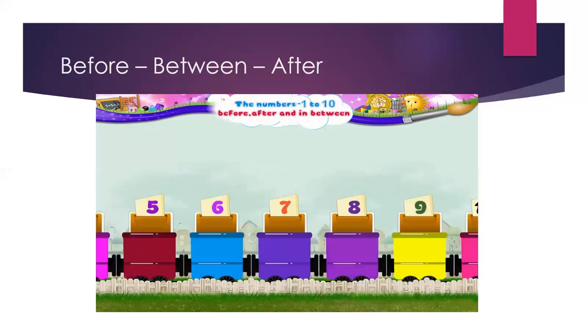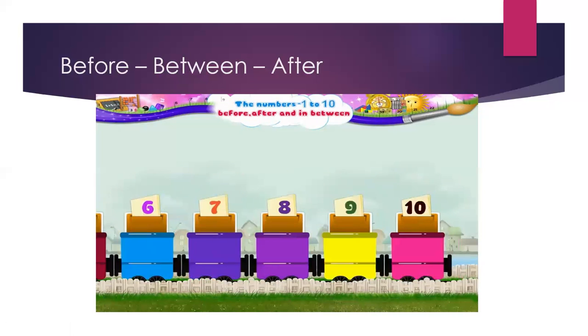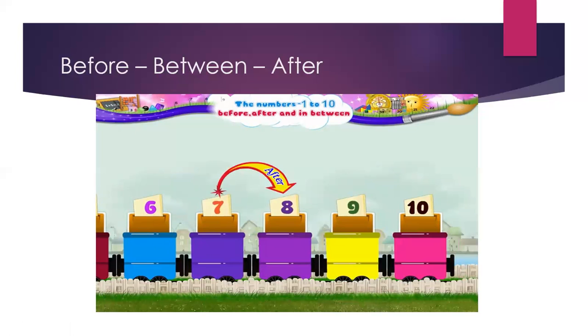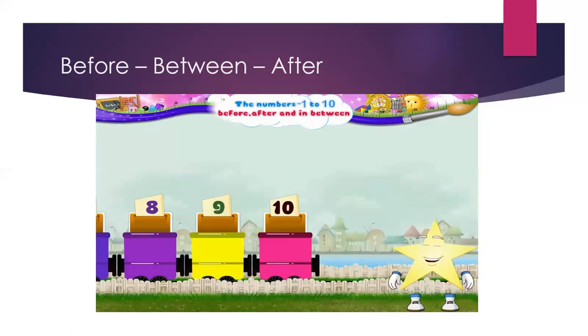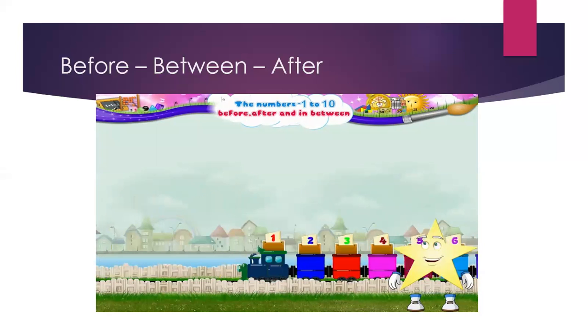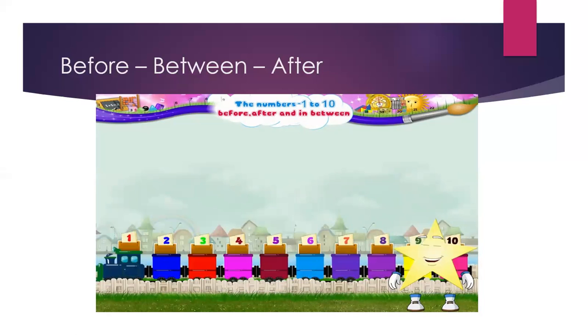Next we have number 7. After number 7 comes number 8. And then number 9 joins our number train. And finally, what is the number on the last compartment, Starry? Yes, it is the number 10. Isn't this a colorful number train, Starry?